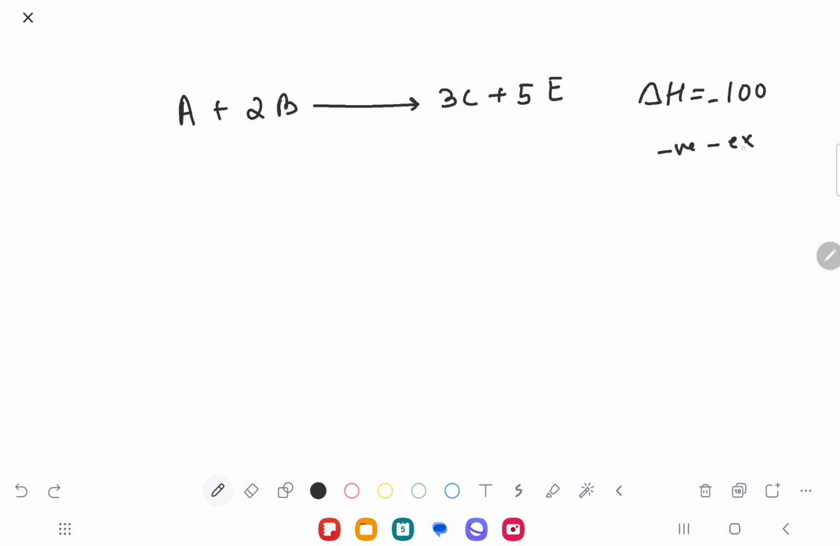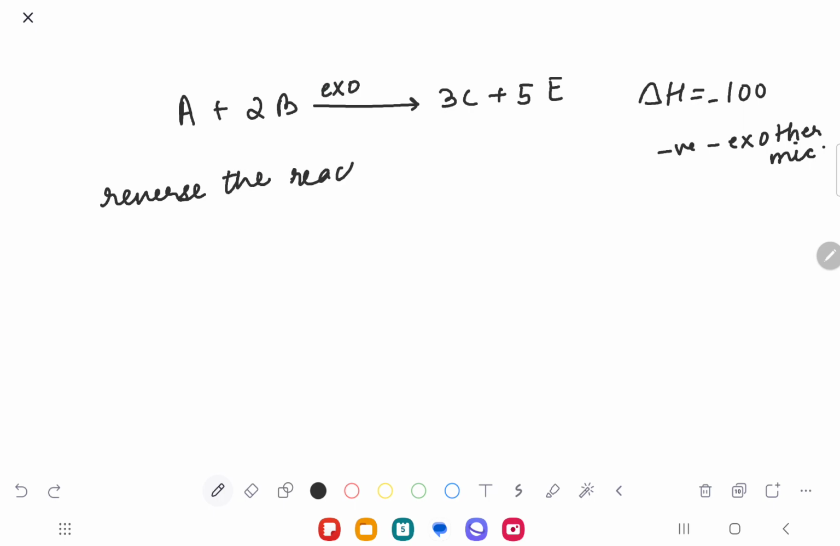That if I have this equation, let's suppose I have A plus 2B gives me 3C plus 5E, and I have some heat given with it. Let's suppose the heat is 100 plus 100 or minus 100, whatever it is. So one thing you have to understand, negative sign indicates that the reaction is exothermic, that a lot of heat is actually being produced here. So forward reaction is shown to be exothermic.